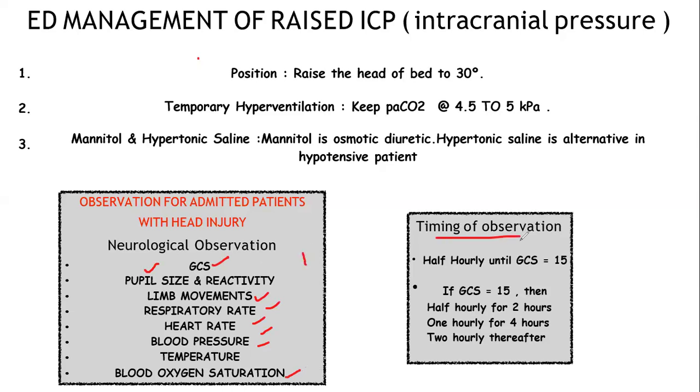Timing of observation: if the GCS is less than 15, you will do half hourly monitoring until the GCS is regained to 15 again. Then half hourly for 2 hours, then 1 hourly for 4 hours, then 2 hourly thereafter. This is monitoring of the patient with a head injury who has raised ICP.